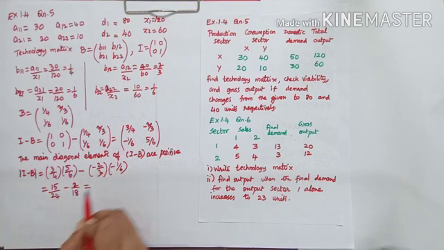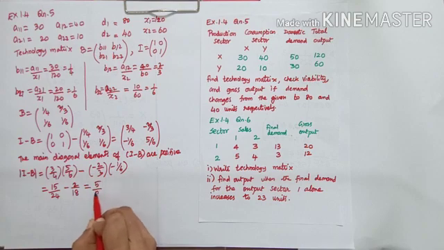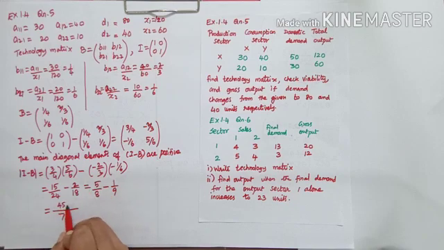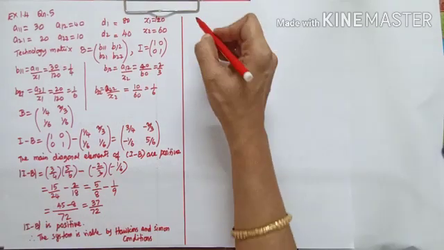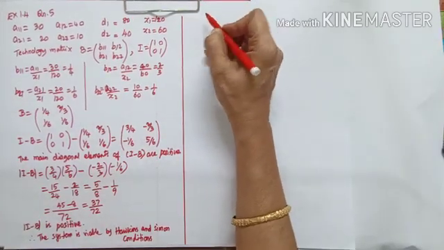We can still cancel. It is 5 by 8 minus 1 by 9. Taking the LCM 72, cross multiply, 45 minus 8. So as we simplify, we get a positive number. So we say the system is viable by Hawkins and Simon conditions. Now we need to find out the inverse of I minus B.